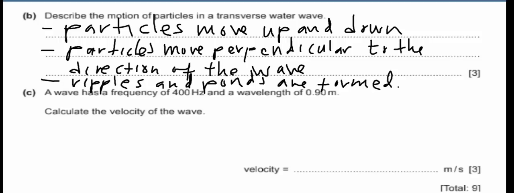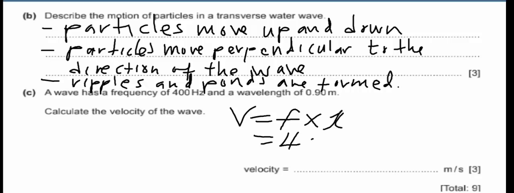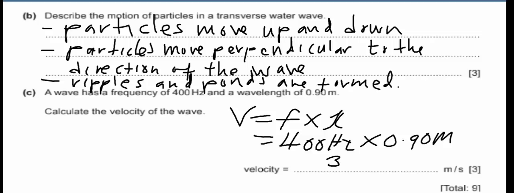As for C, it is saying a wave has a frequency of 400 Hz and a wavelength of 0.90 meters. Then the question is saying, calculate the velocity of the wave. So using this formula, velocity is equal to the frequency multiplied by the wavelength, which is in form of lambda. The frequency is 400 Hz. The wavelength is 0.90 meters. Then when I multiply, the answer is going to be 360 meters per second. So here the velocity is measured in meters per second.